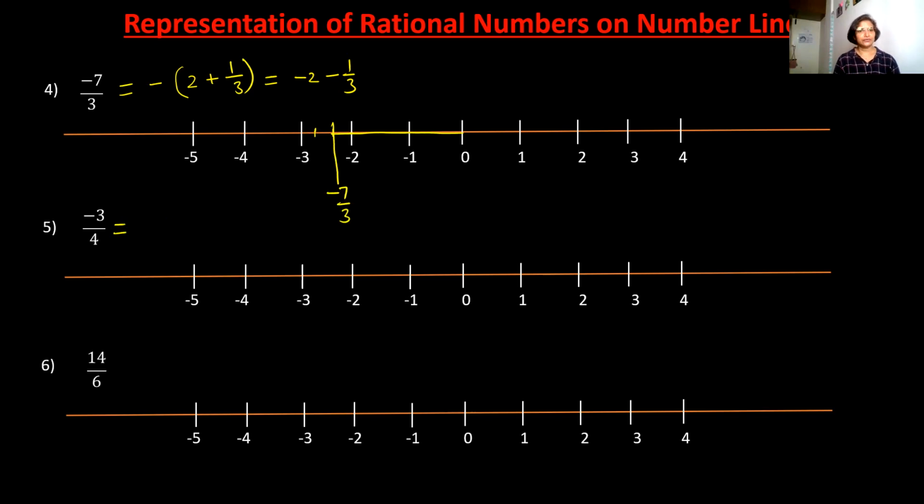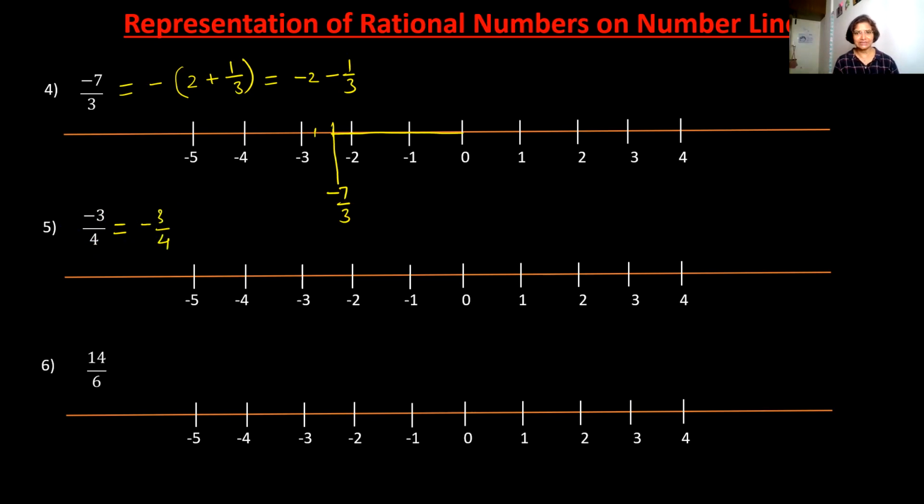Minus 3 by 4. In minus 3 by 4, this is the lesser number, the denominator is greater. So no whole number will be there. So that means minus 3 by 4 you can write in the same way.